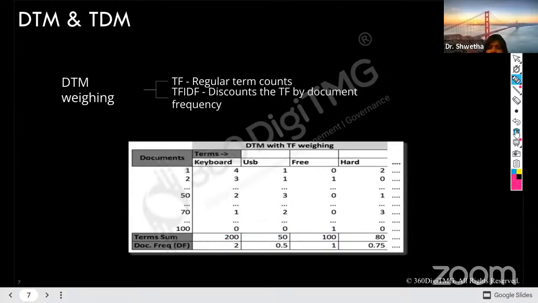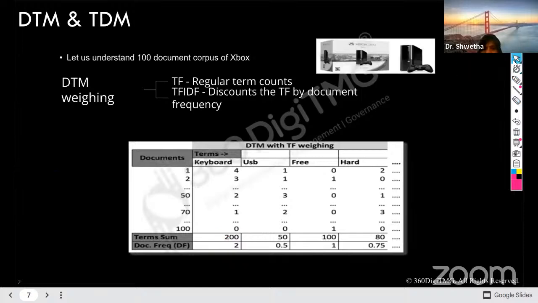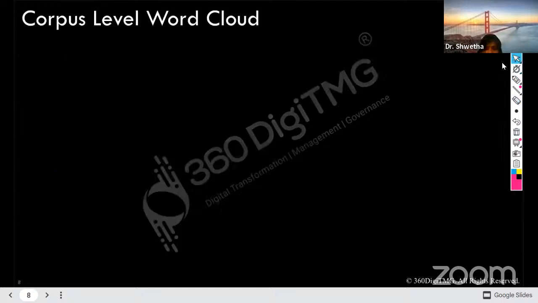So to understand or to weigh the importance properly, we apply term frequency inverse document frequency. Okay, we not just see how many times that term is repeated in all the documents, we also give the weightage to the inverse of the document frequency.